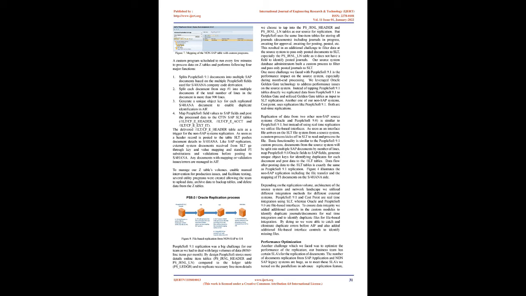3: generate a unique object key for each replicated S/4HANA document to enable duplicate identification in AIF. 4: map PeopleSoft field values to SAP fields and post the processed data to the CFIN SAP SLT tables, /1LT/CF_E_HEADER, /1LT/CF_E_ACCT and /1LT/CF_E_EXT_IT. The delivered /1LT/CF_E_HEADER table acts as a trigger for the non-SAP system's replication. As soon as a header record is posted to the table, SLT pushes document details to S/4HANA.